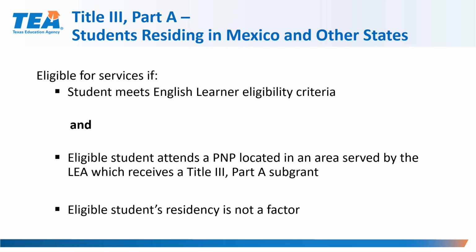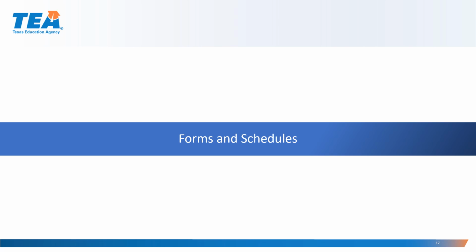For Title III, Part A, students residing in Mexico and other states are eligible for services if they meet the English learner eligibility criteria and the eligible student attends a private nonprofit school that is located in an area served by the LEA, which also receives a Title III, Part A grant. Eligible students' residency is not a factor like it is under Title I, Part A.